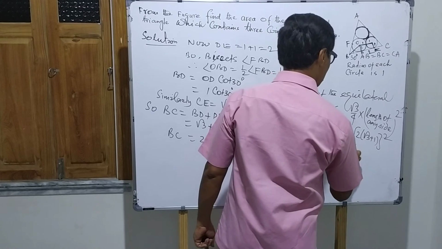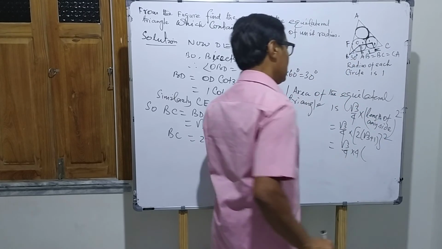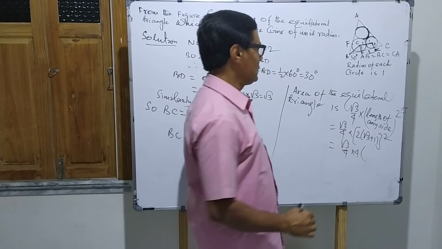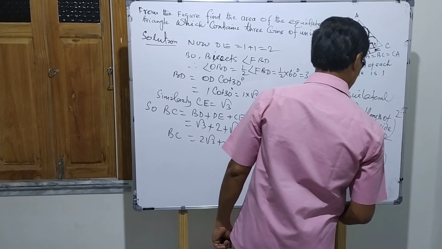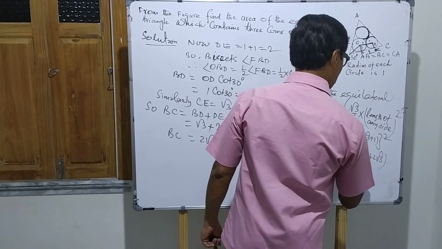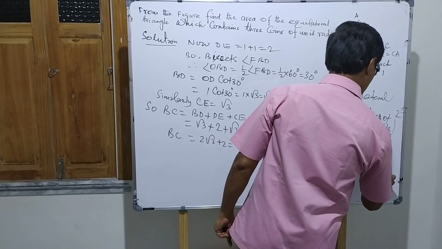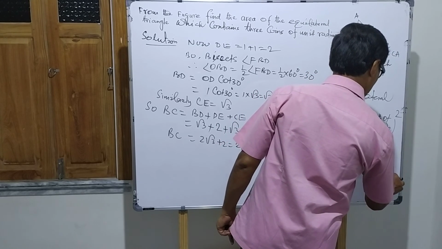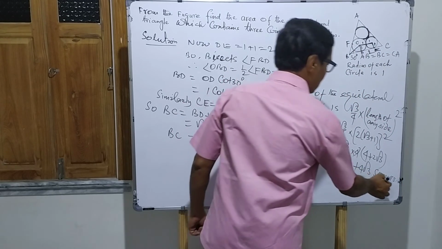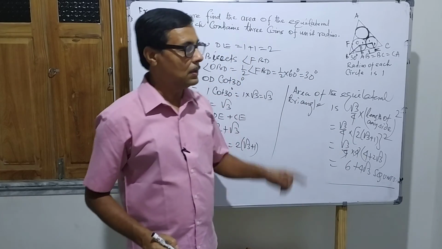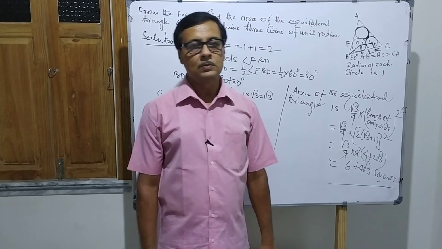This is equal to root 3 over 4 into 4. The square of root 3 plus 1 is 4 plus 2 root 3, that is 6 plus 4 root 3 square units. This is the area of the triangle. So we have found the area of the triangle, which is 6 plus 4 root 3 square units.